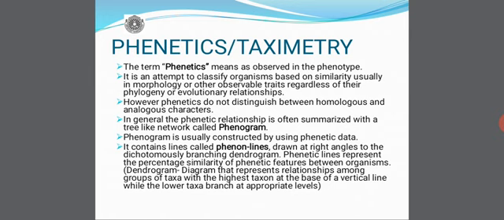In general, the phenetic relationship is often summarized with a tree-like network called a phenogram. A phenogram is usually constructed by using phenetic data. It contains lines called phenon lines drawn at right angles to the dichotomously branching dendrogram. Phenon lines represent the percentage similarity of phenetic features between organisms.